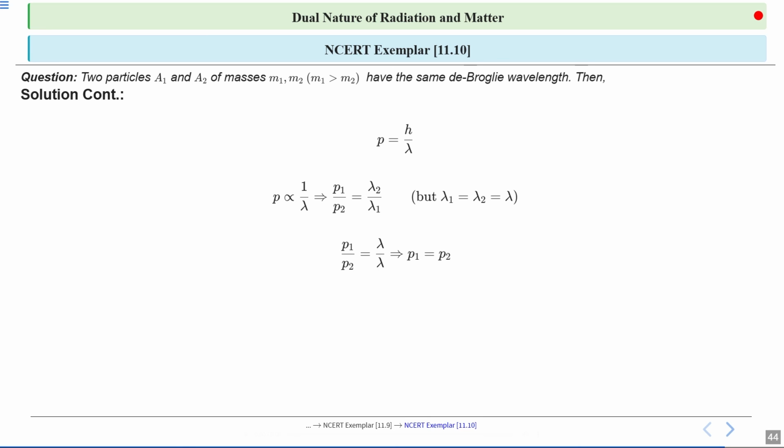This tells us that both particles, even though they have different masses, must have the same momentum if their de Broglie wavelengths are equal. This is a direct result of the de Broglie equation. Therefore, the key takeaway is that the two particles have the same momentum.